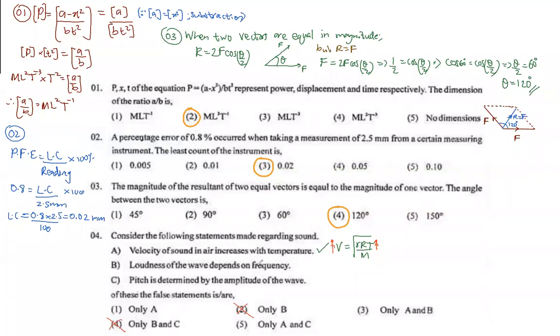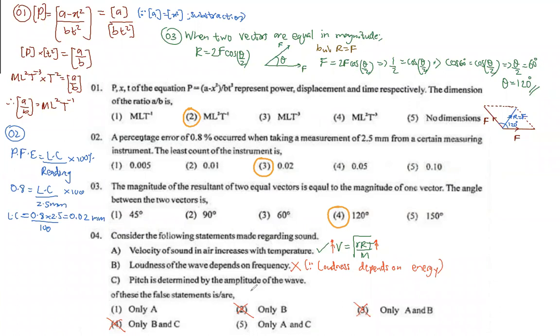Loudness of wave depends on frequency. Wrong, because loudness depends on what? Loudness depends on amplitude. Loudness depends on energy. How loud you are depends on how much energy you put. So B is wrong. If B is wrong, this is wrong. It's either 1 or 5.